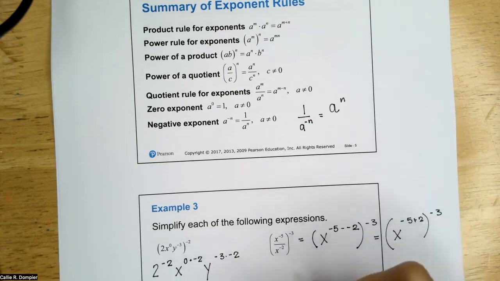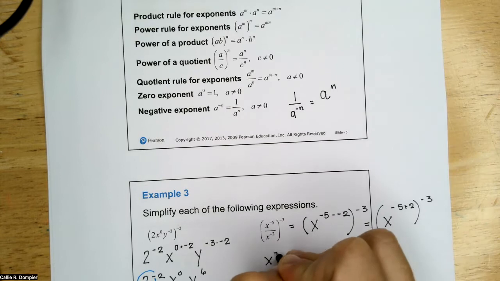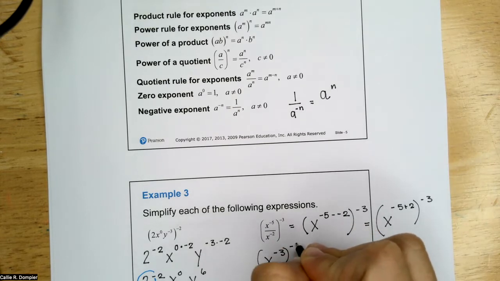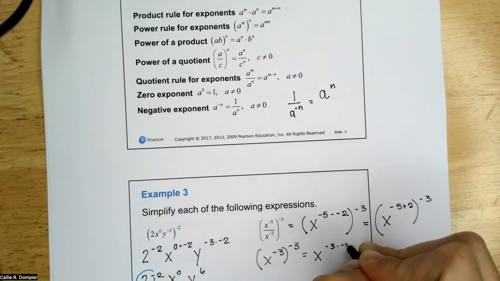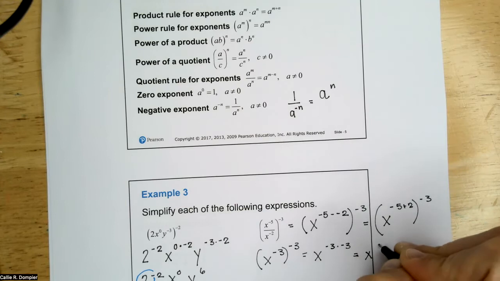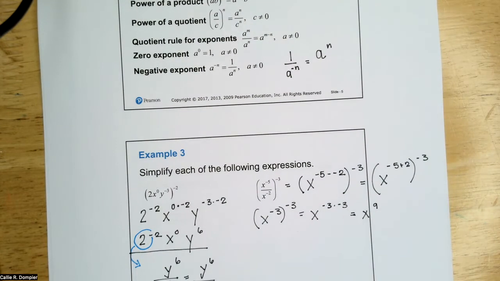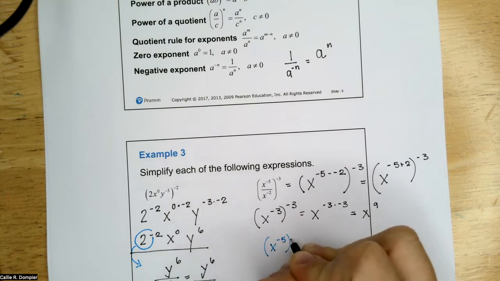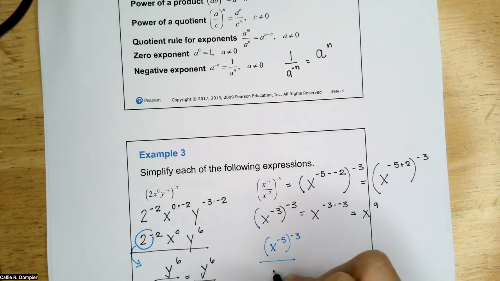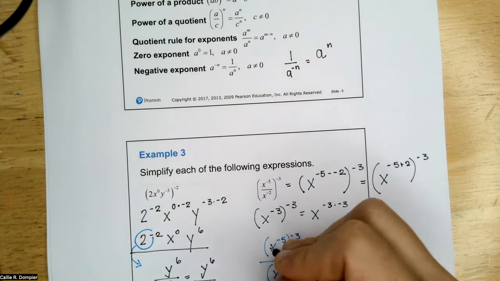Good. X to the power of -5 plus 2 is x to the power of -3, right? Raised to -3, which is x to the power of -3 times -3, which is x to the power of 9. Good. Or, like I said, there's another way to do it. You can say x to the power of -5 times -3 over x to the power of -2 times -3. That will give you the same answer.